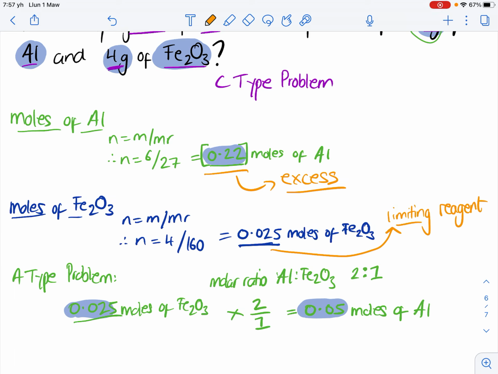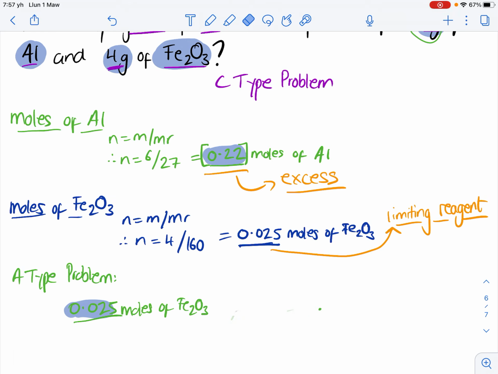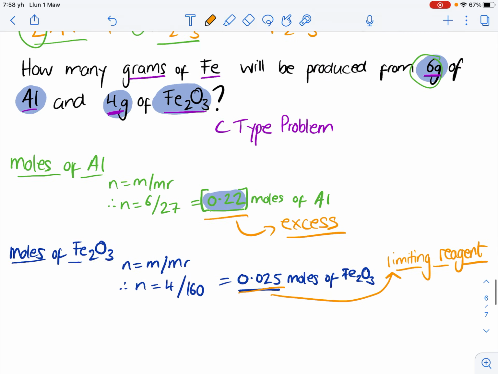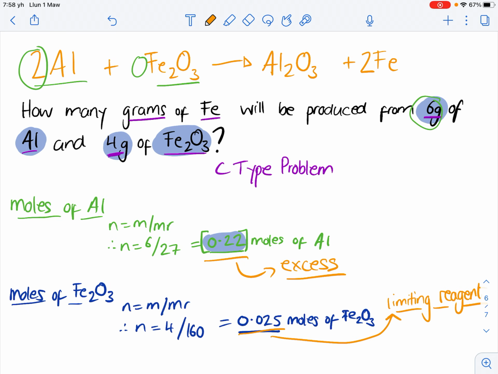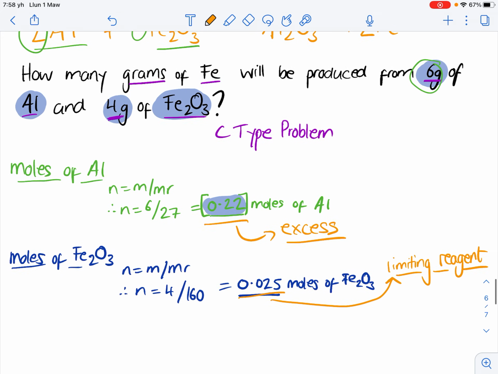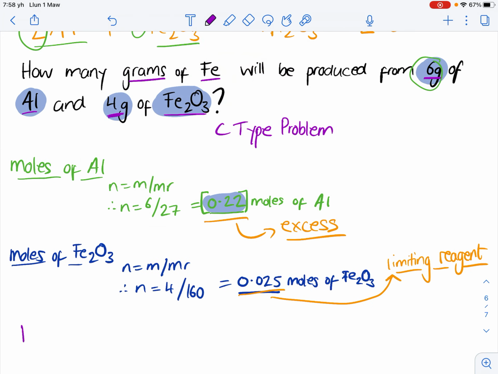The rest of this problem, which won't take very long now, is going to depend on the number of moles of iron oxide. Okay, so actually just to kind of demonstrate this, let's get rid of all this because this is a little bit irrelevant right now. We don't care about the moles of aluminium. We've just said it's a reagent that's in excess, so it really has nothing to do with the rest of this problem. So we know the number of moles of iron oxide that we start off with. It's 0.025 moles. The question is asking us how many grams of iron do we need. So at this point, I'm just focusing on iron oxide. Aluminium is completely irrelevant. This has now become a B-type problem.